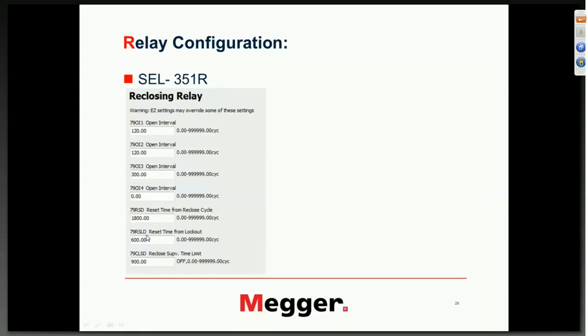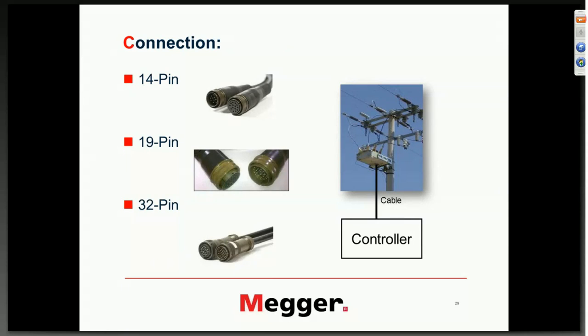The 79 RSLD means reset time from lockout. So after I have locked out, cleared all the faults and manually closed the circuit breaker, it should remain closed for at least 600 cycles to get out of that reset phase. The reclose supervision time limit is the 79 CLSD, the reclose supervision time. I'm going to keep moving forward, but if you have any questions, you can always give me an email and I'll explain it to you. I'm running out of time.